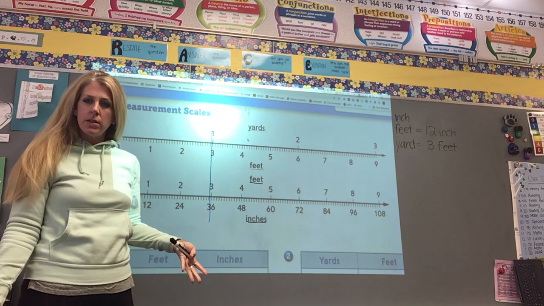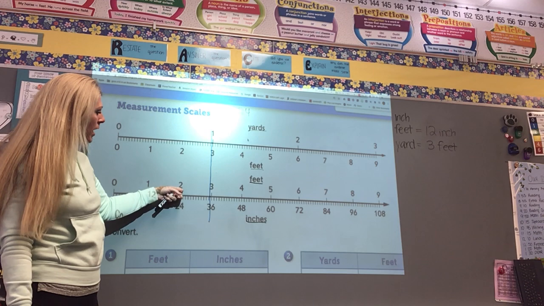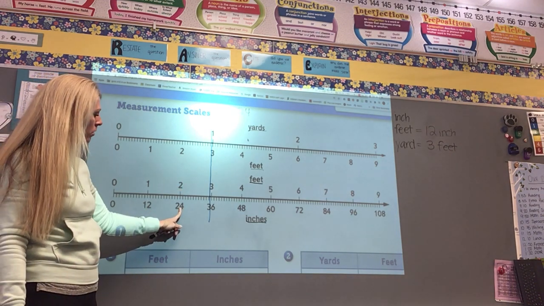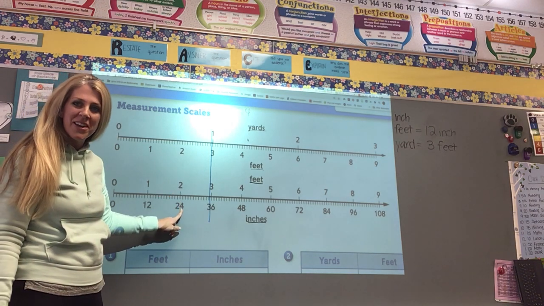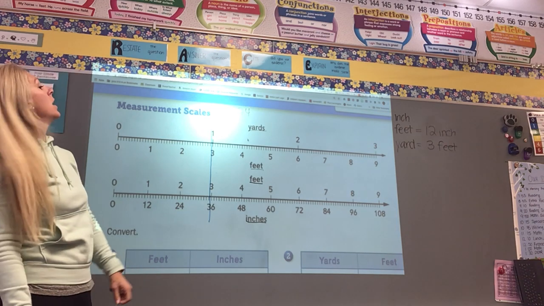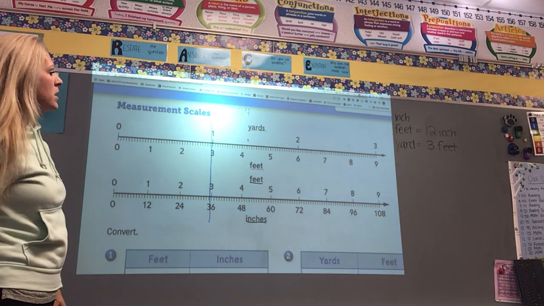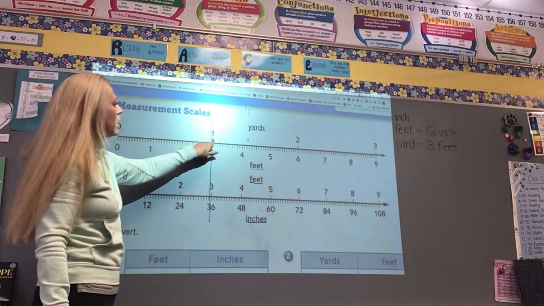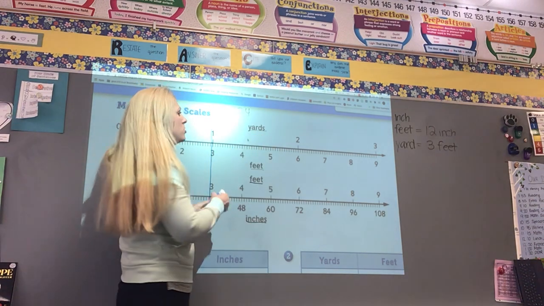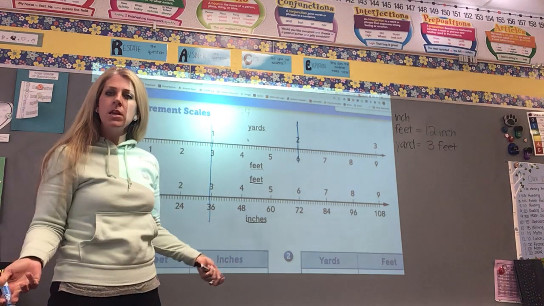Well, this is kind of like skip counting, isn't it? So if 1 foot is equal to 12 inches, then how many inches would be in 2 feet? I could count another 12. Or I could look at my measurement scale here and know that there are 24 inches in 2 feet. So how about 2 yards? If we look at these number lines, these measurement scales, if I find 2 yards, remember we got to look at the right side here, I could say 2 yards is the same as 6 feet. But how many inches would it be?